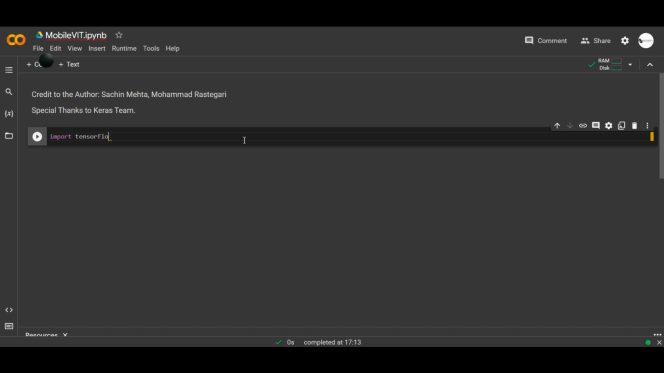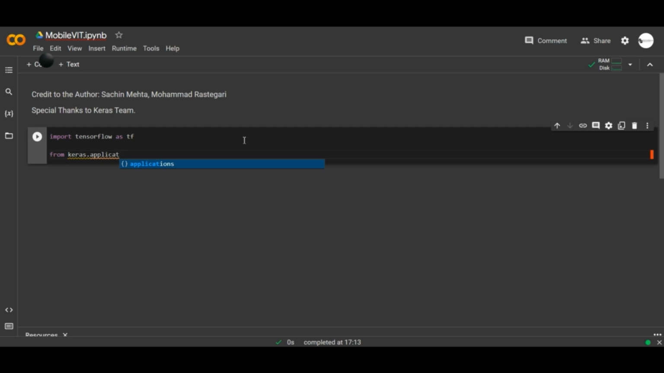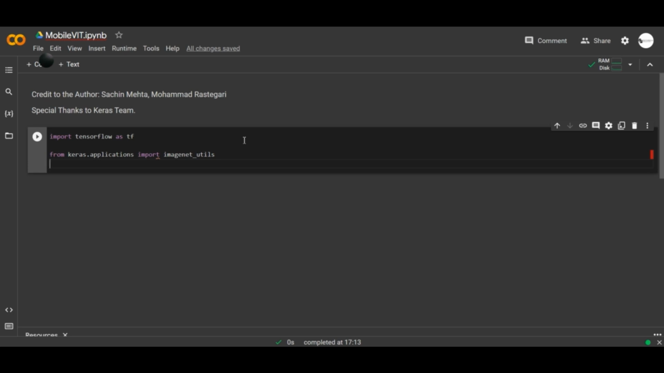Anyway, we say import TensorFlow as tf. Then we're going to say from keras. I know a lot of people maybe like PyTorch, so in the next video, the second paper, we're going to build it with PyTorch. So we're going to say from keras.applications import imagenet_utils. Then we're going to say from tensorflow.keras import layers. Okay, I made a mistake here.